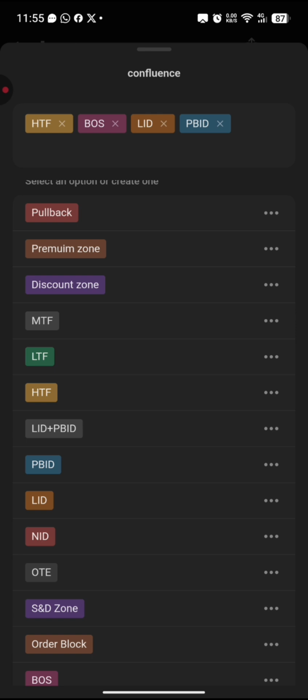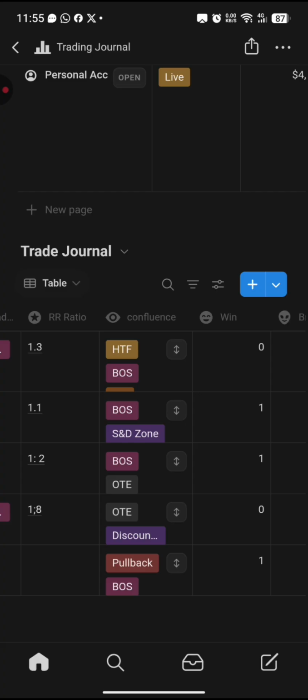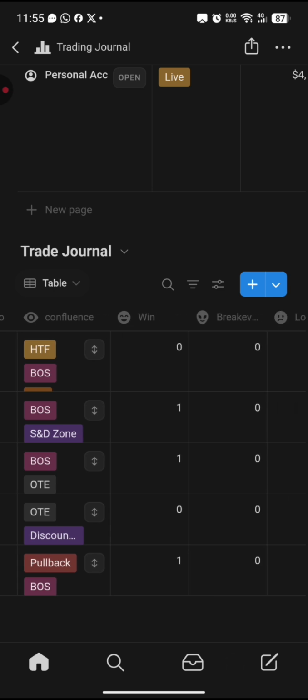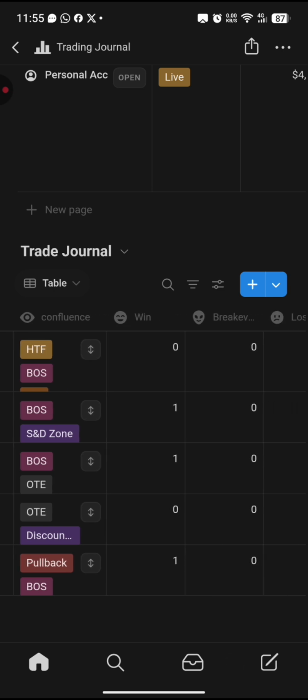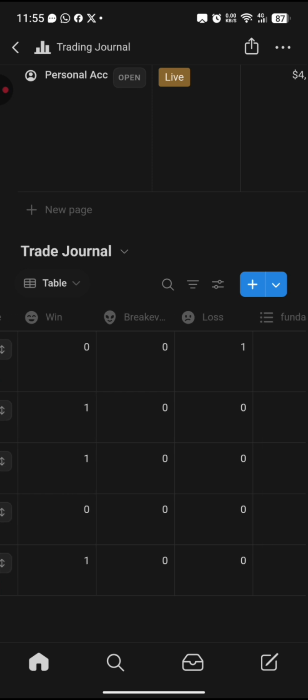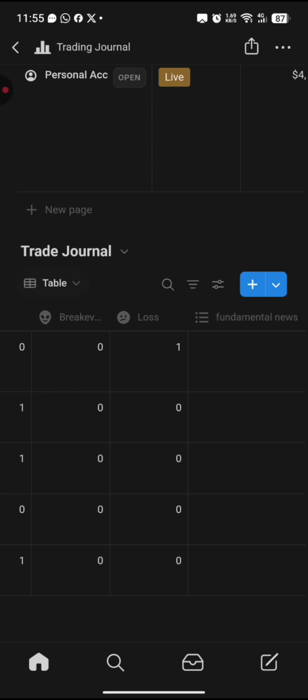So as you can see, that will be for the result. Did the trade win? If the trade wins, it's going to record one win. If the trade broke even, it's going to record one break even. If the trade lost, it's going to record a loss.